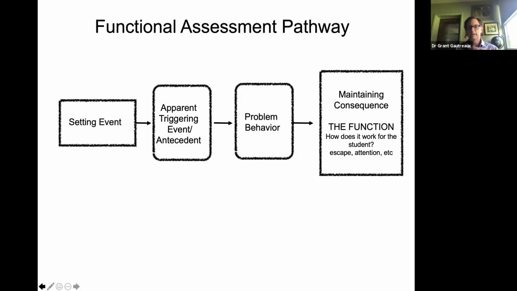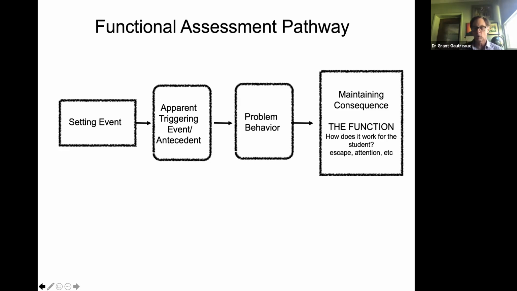And so this pathway, I think, is really important, because what it does is it yields us all of the different features of the equation that we may have to intervene with. So typically we would have some type of setting event. I do not like the word trigger, and please make me explain if I haven't done so already, but there's typically an apparent antecedent event that seems to evoke the problem behavior, and then we have the consequence that is generally associated with maintaining that behavior over time.